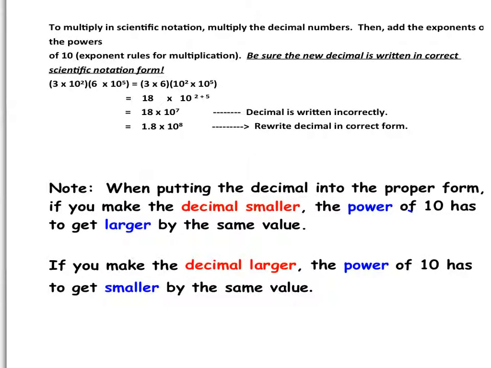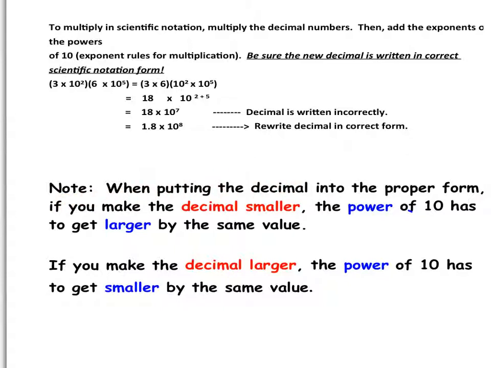So like in the last lesson, to multiply, we're going to multiply the decimal numbers, add the exponents, and then make sure it's written in scientific notation. So we regrouped, we multiplied, and then here it's written incorrectly, so we had to make it correct.